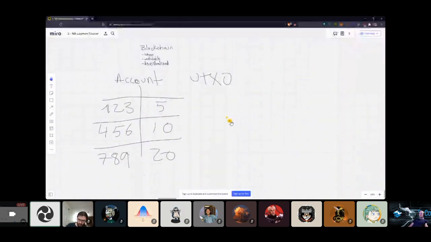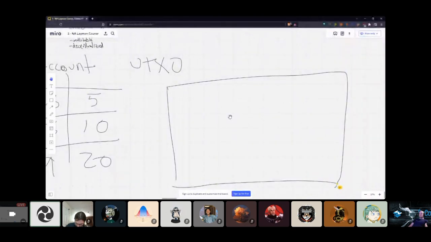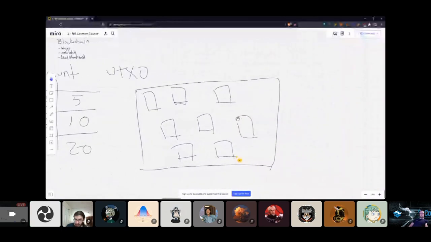The way the eUTxO model does it, we can think of it this way. We can think of the blockchain as this big box, and we can think of that big box as containing a set or a collection of little boxes, just scattered all over the place. And each of those little boxes contains information.